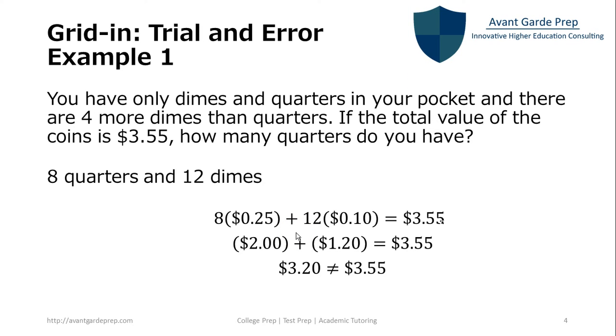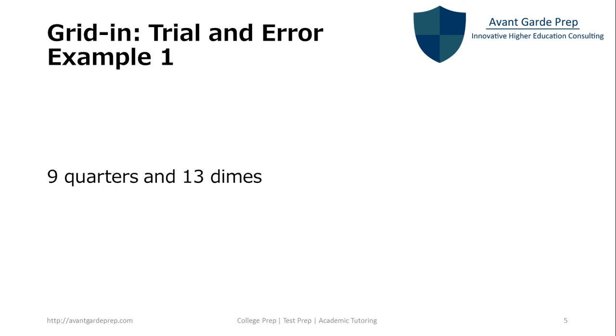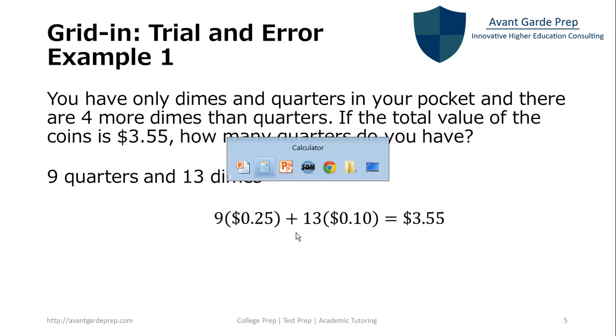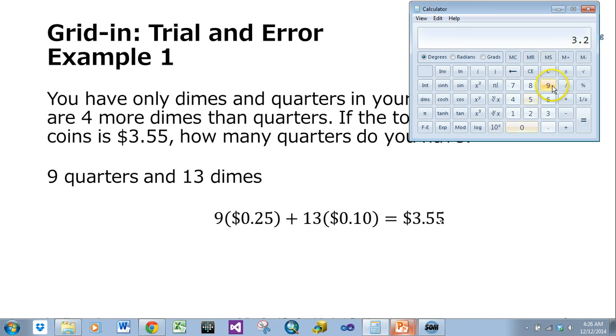Now we can do the same kind of strategy that we use with the trial and error. Do we need to go up or do we need to go down? If we increase the number of quarters, that's going to increase our overall sum. And that's what we need to do here because we're actually less than $3.55. But we're pretty close, so let's go ahead and try 9 quarters. If we have 9 quarters and 13 dimes, we can work out the problem in a similar way. Here with our calculator, we can multiply 9 times 0.25 plus 13 times 0.10. And that's going to give us $3.55.